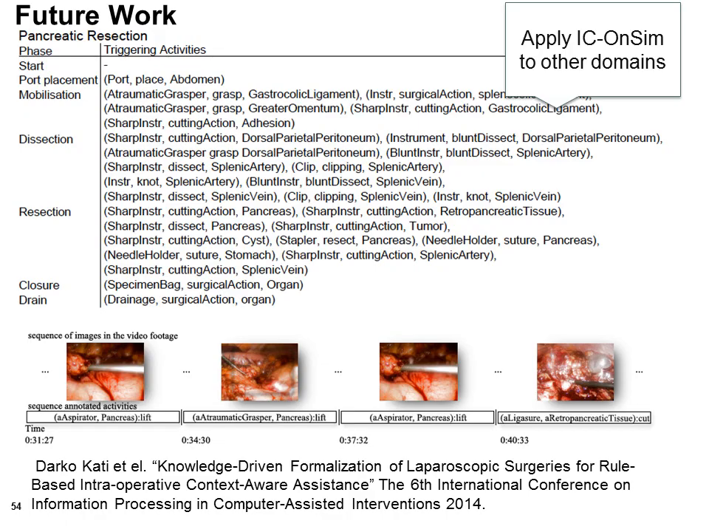In the future, we plan to apply IC-OnSim to other domains. For example, currently we are using this semantic similarity to decide how similar two surgeries that have been annotated with ontologies are. Also, we are defining new algorithms in order to provide more efficient implementations of IC-OnSim.